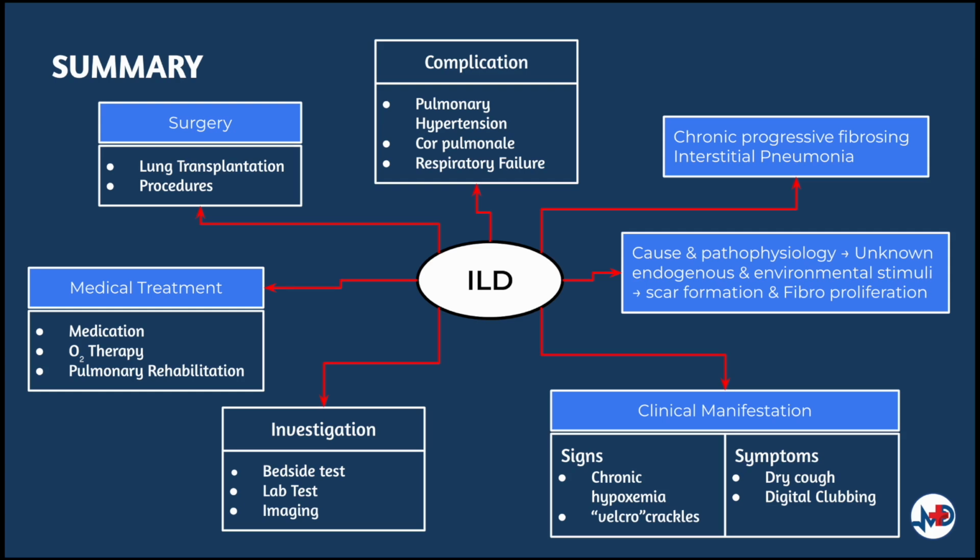Pulmonary function tests usually show a restrictive defect with decreased diffusion capacity or DLCO. Treatment-wise, pulmonary rehabilitation is useful. Antifibrotic agents are found to slow the decline of lung function.